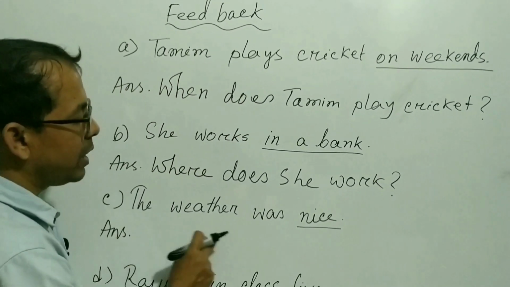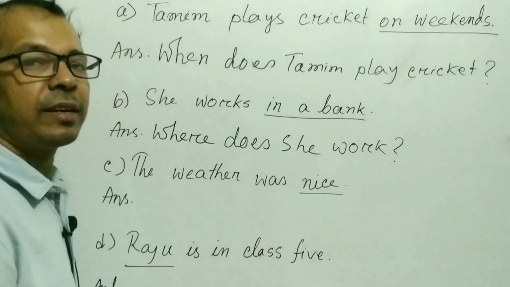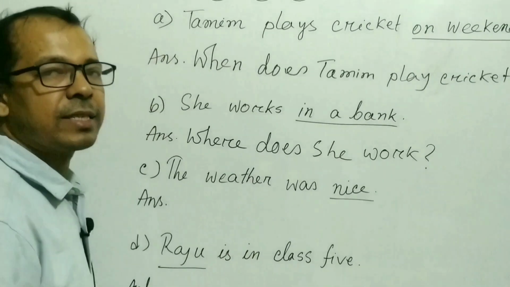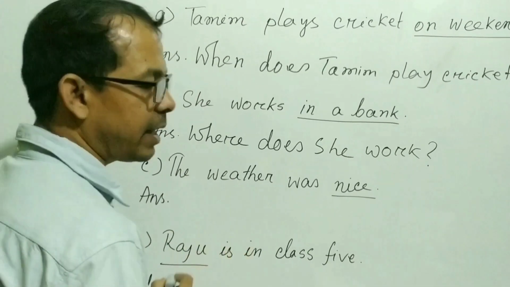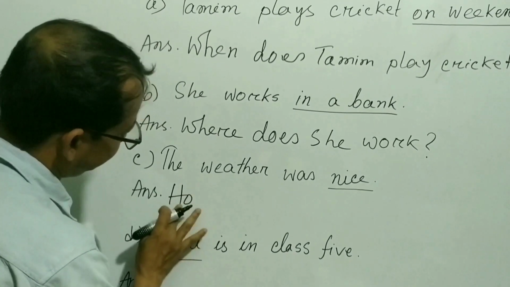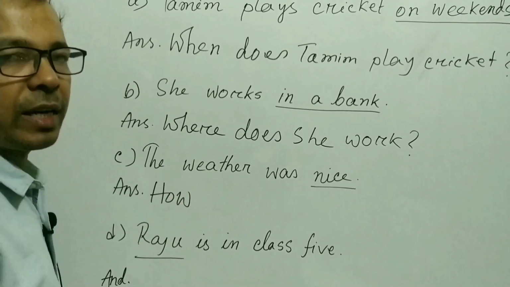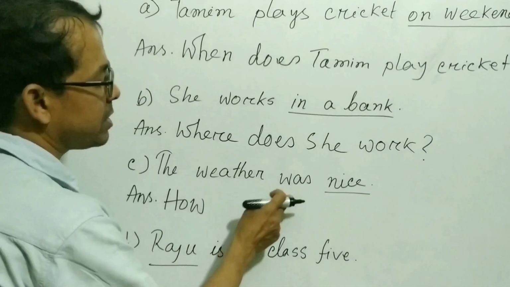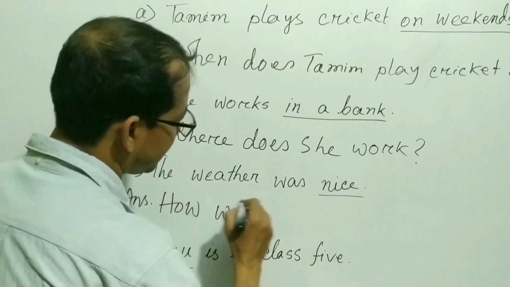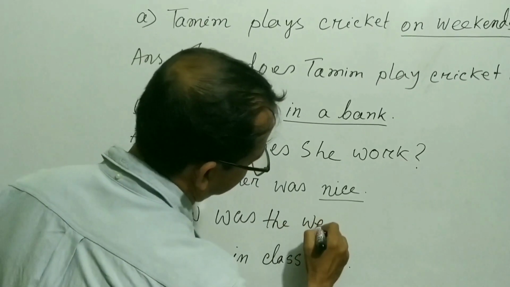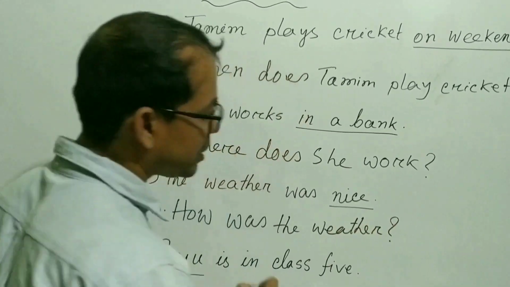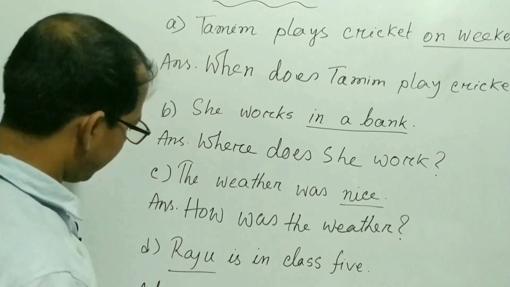See, the weather was nice. Look at the underlined word, nice. It indicates the condition of the weather. Okay, so if it indicates the condition, then the WH word will be how. So right here, how. Then you have to find out if there is any auxiliary verb or not. Here you can see was. Yes, right here, was. How was. Then the subject is the weather. Then what? Question mark will be given.